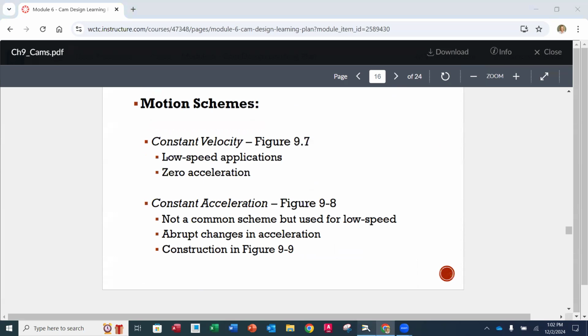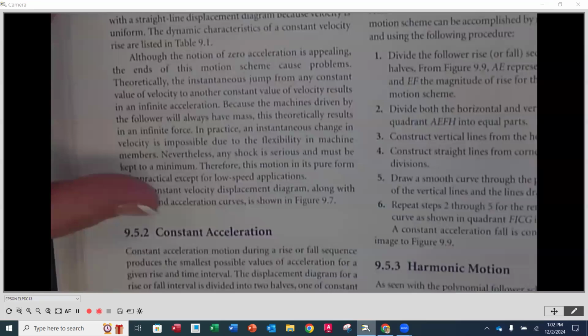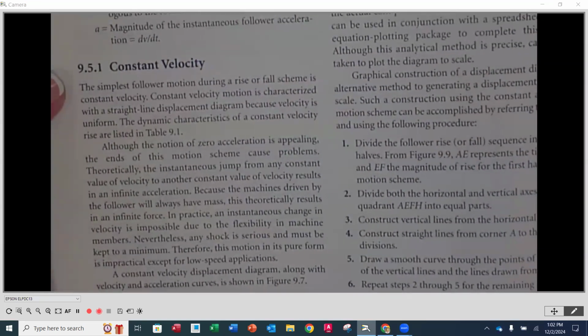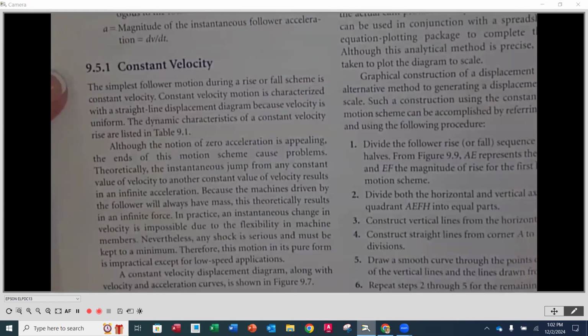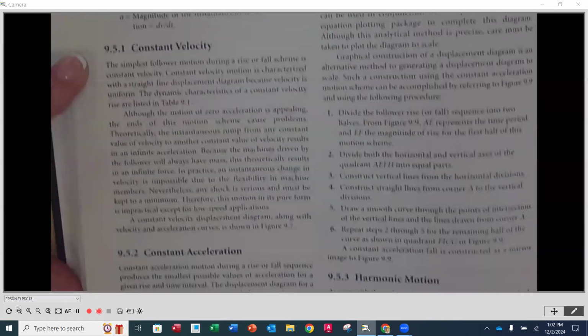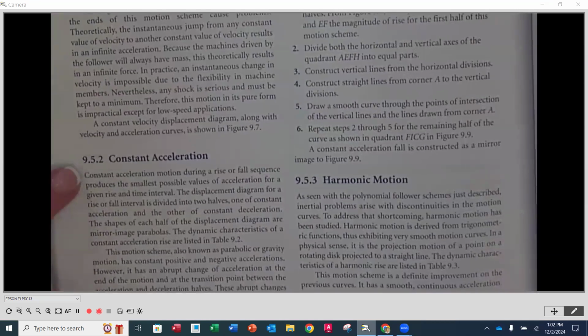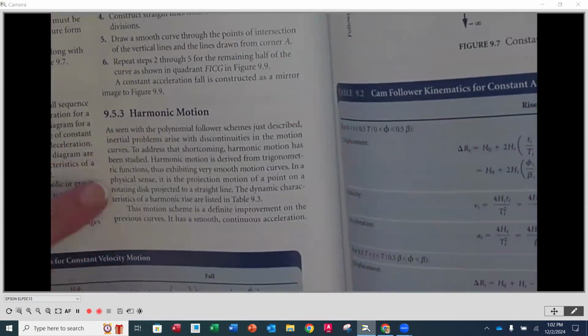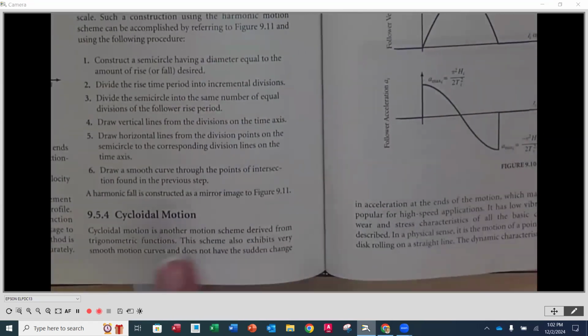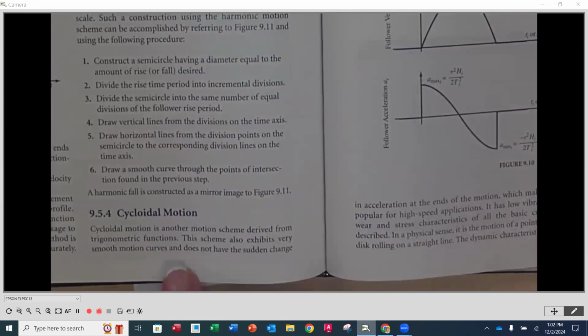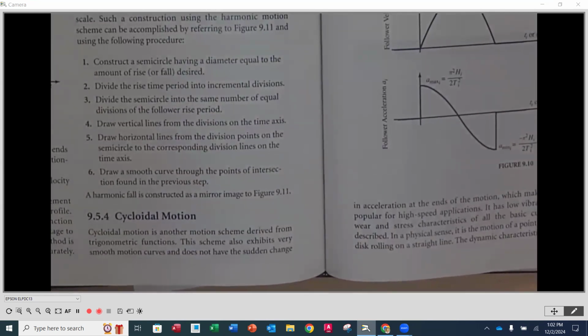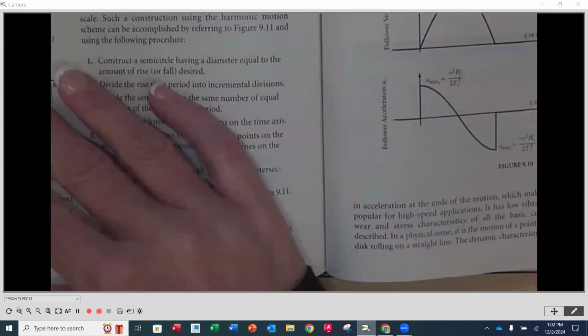So let's take a peek back underneath our book here. On page 228, in the first column, it goes into detail about constant velocity motion. Then it goes into detail about constant acceleration, then harmonic motion. And then lastly, at the bottom of page 230 and on to page 231, it's going to talk about cycloidal. Those are the four types of motion that we're going to encounter in this chapter, in our analysis and in our design.